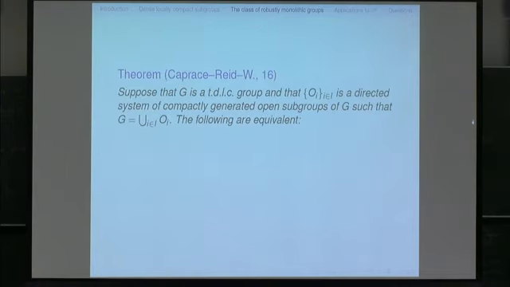Probably one of the most important closure properties of this class is the following theorem. Suppose that G is a t.d.l.c. group and we have some directed system of compactly generated open subgroups that exhaust the group. We're not assuming G is compactly generated or anything. Then G is in our class R if and only if there is some element of this directed set so that every higher-index subgroup lives inside of R.